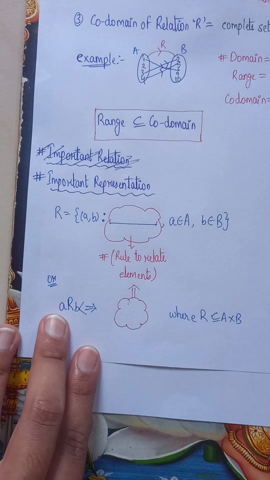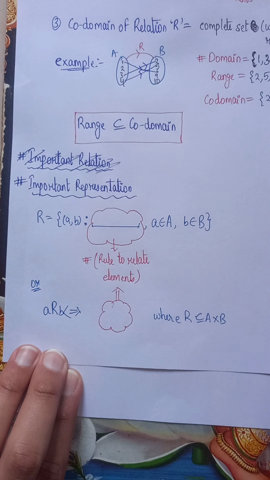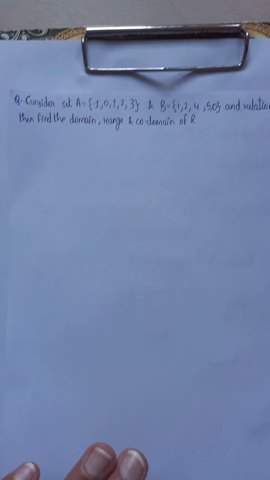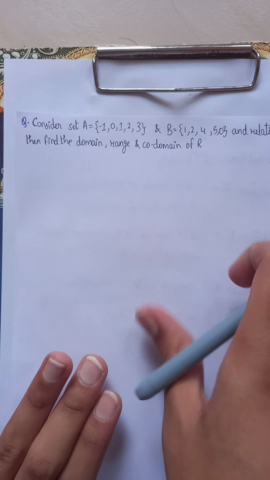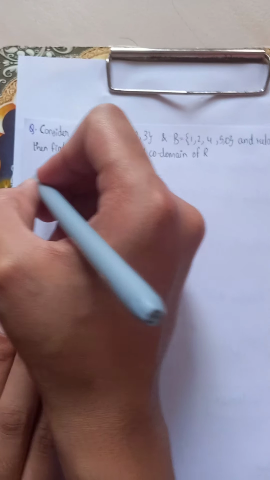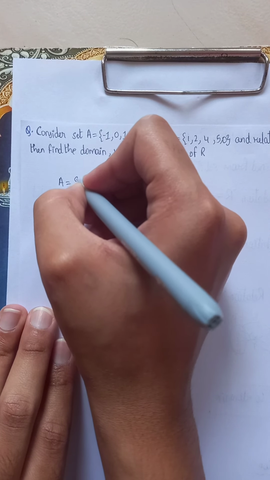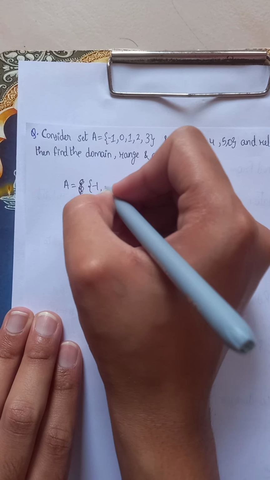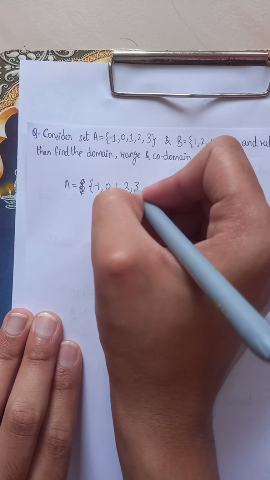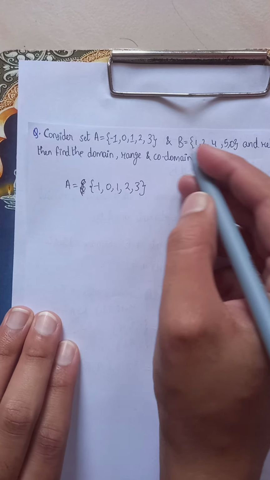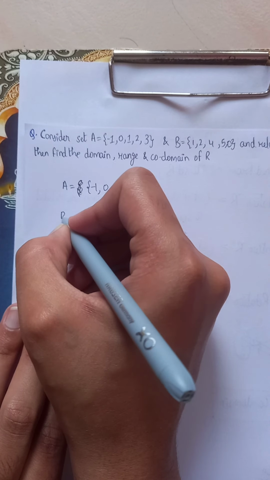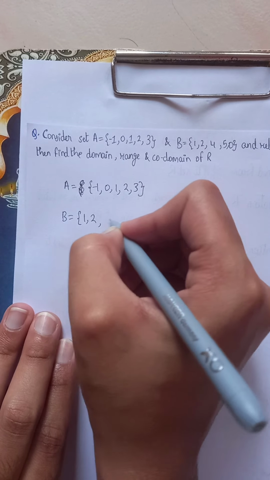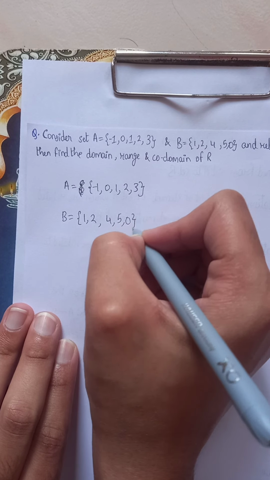So now let's move on to an example. Then in that example, I'll tell you what is actually meant by the rule to relate elements. Okay, so this is the question: consider set A. So A here, the solution. A is {-1, 0, 1, 2, 3}, and B is {1, 2, 4, 5, 0}.